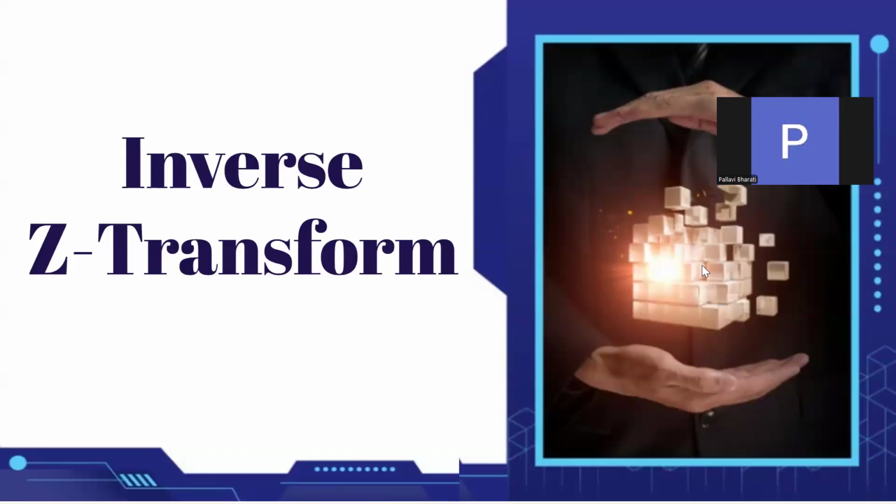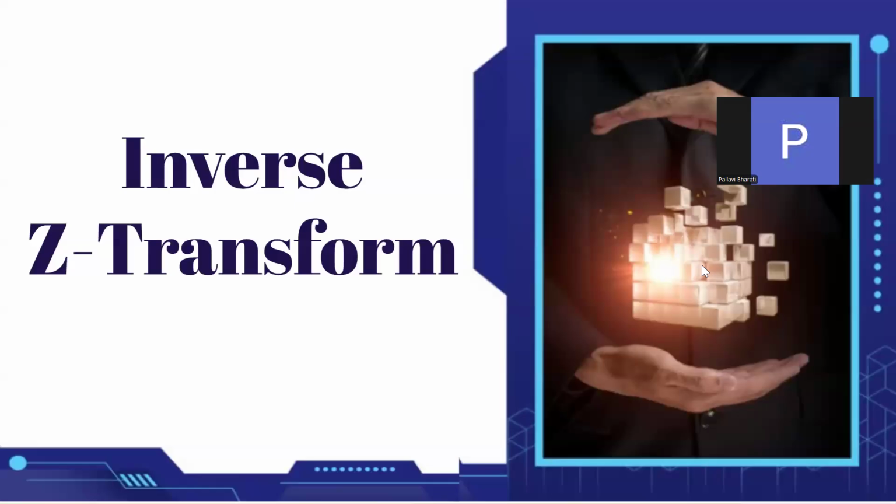So basically there is a formula for taking out the x n, but since the formula is based on integration, complex integration, to simplify the process of complex integration, we have four methods to calculate the inverse Z transform.